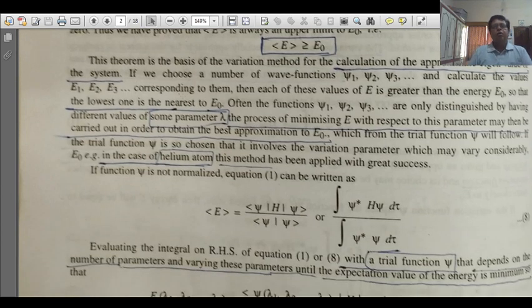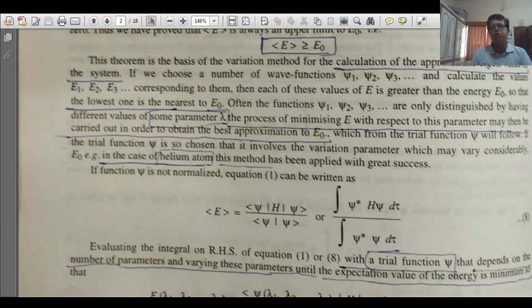Now, this theorem is the basis of the variation method. Now, for calculation of the appropriate eigenvalue of the system, this theorem is the basis of the variation method.